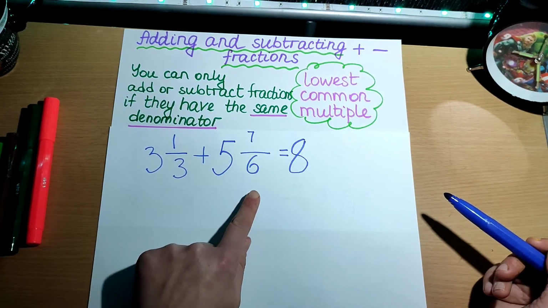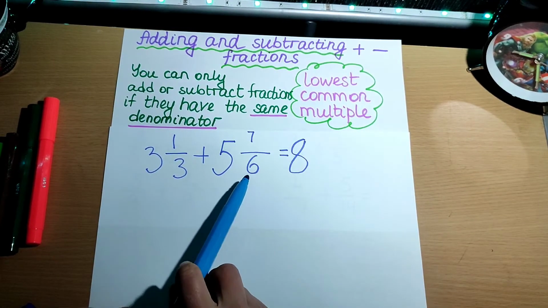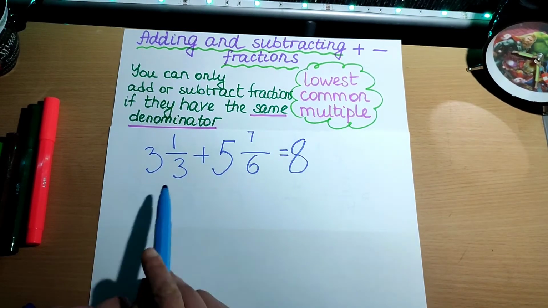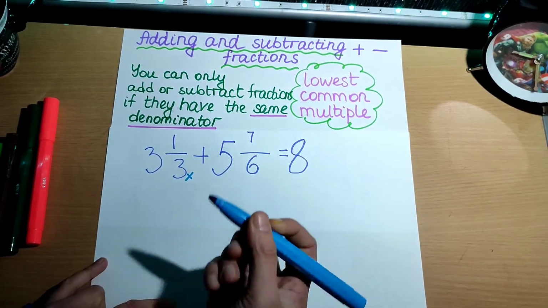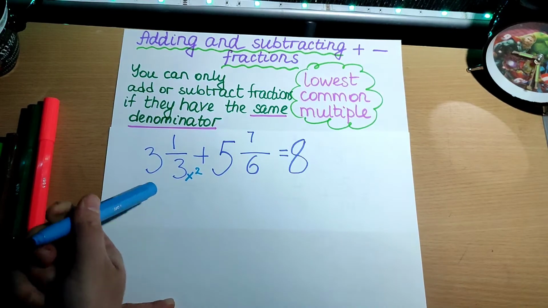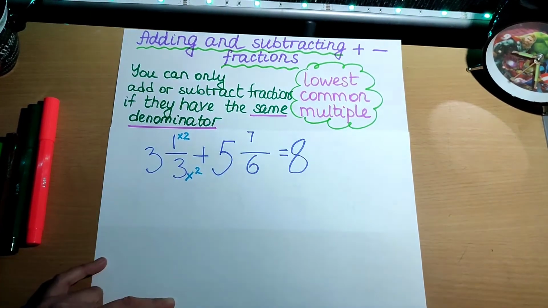Can we add our fractions straight away? No, we can't, because they don't have the same denominators. Well, let's make those denominators into the same. What's the lowest common multiple between 3 and 6? It's 6. So we'll leave this fraction as it is, because it already has denominator 6. Let's turn 3 into 6 by multiplying 3 by 2. Whatever we've done to our denominator, we need to do the same to our numerator.